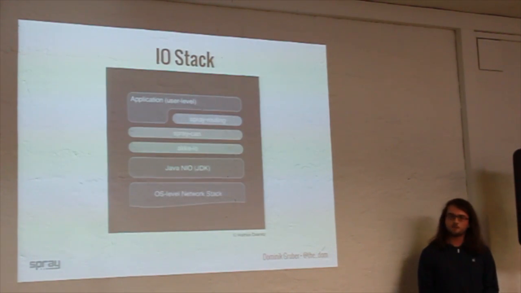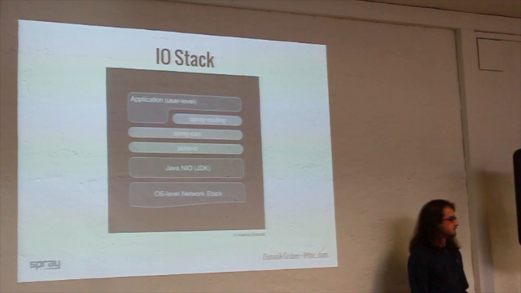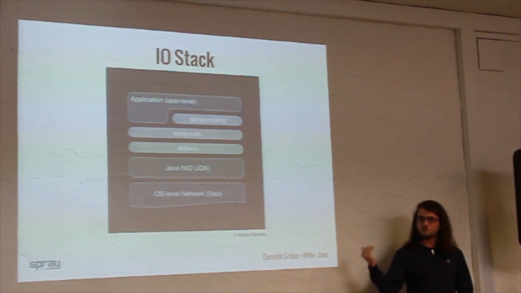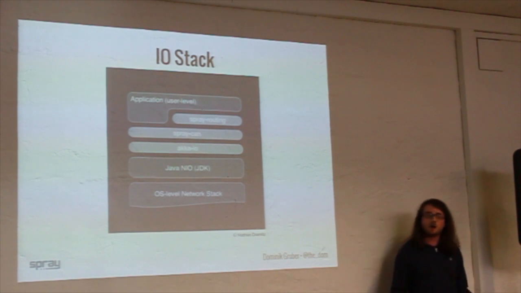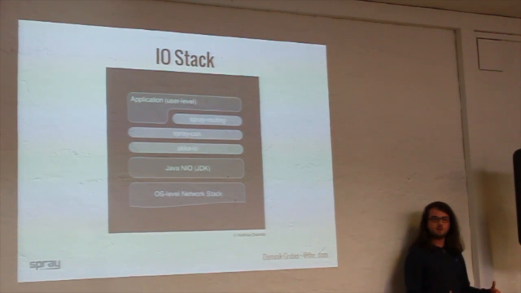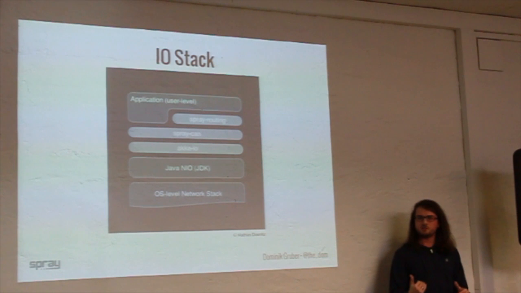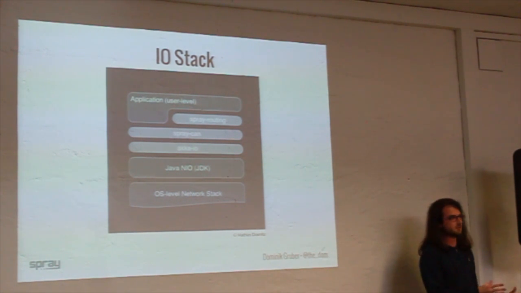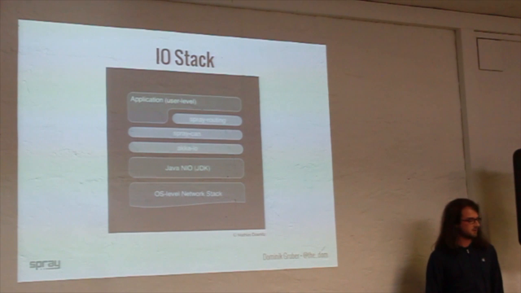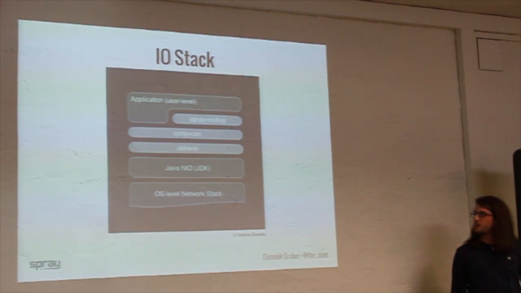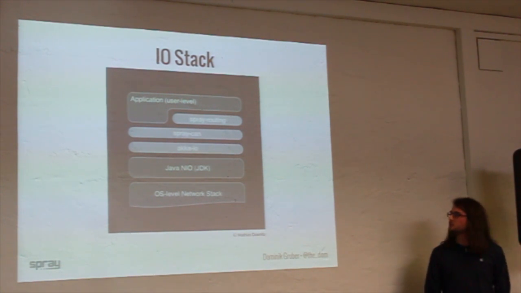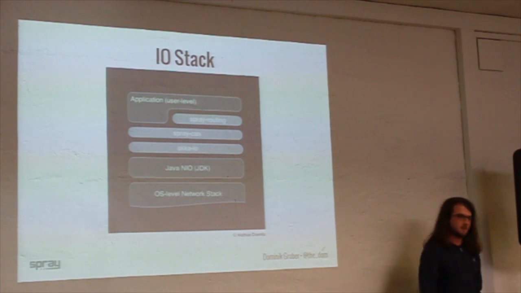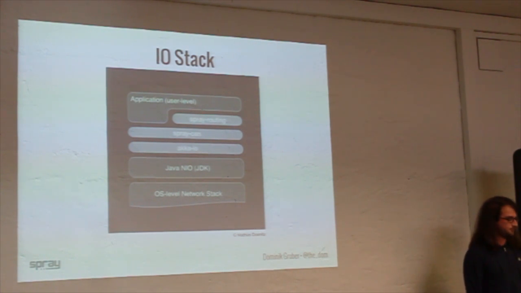Briefly, the I/O stack. On the top, there's obviously the application. Then, as said, you will use Spray routing or Spray CAN. Spray CAN will talk to Akka I/O. Akka I/O was, by the way, known as Spray I/O before they integrated it into Akka. It's now known as Akka I/O, which was the first project for the Spray and the Akka team to work together. Akka I/O talks to Java new I/O, not that new. And then there's obviously the OS level network stack.